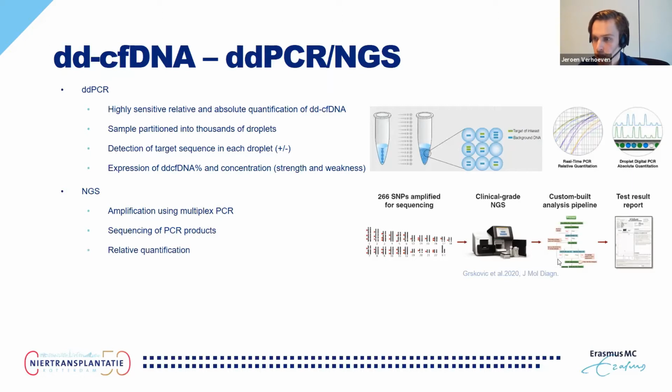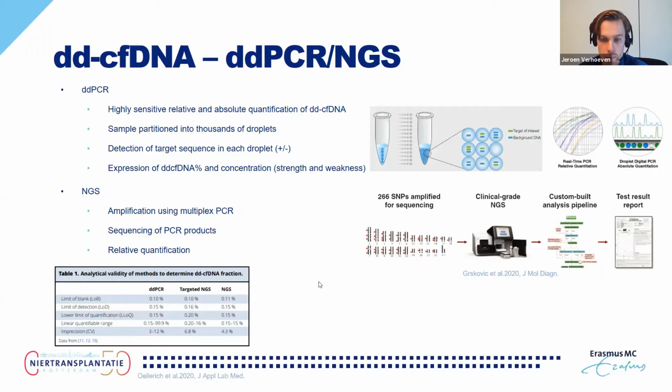And after that, the percentage of donor-derived cell-free DNA can be calculated with a certain algorithm. And both detection or quantification methods have a similar analytical validity, which was shown in this figure in a publication of previous year. So they both found lower limits of quantification of 0.15 to 0.20%.